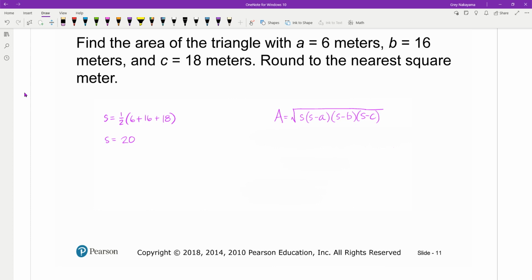So I'm going to go over here and I'm going to put in 20. And then I'm going to say it's 20 minus 6, 20 minus 16, 20 minus 18. And if you want to go ahead and write, okay, well, 20 minus 6 is 14. And 20 minus 16 is 4. And 20 minus 18 is 2. That's fine also. Okay? So you write that, put it in your lovely calculator, 47.33. And so our answer, the area of our triangle is 47 square meters.